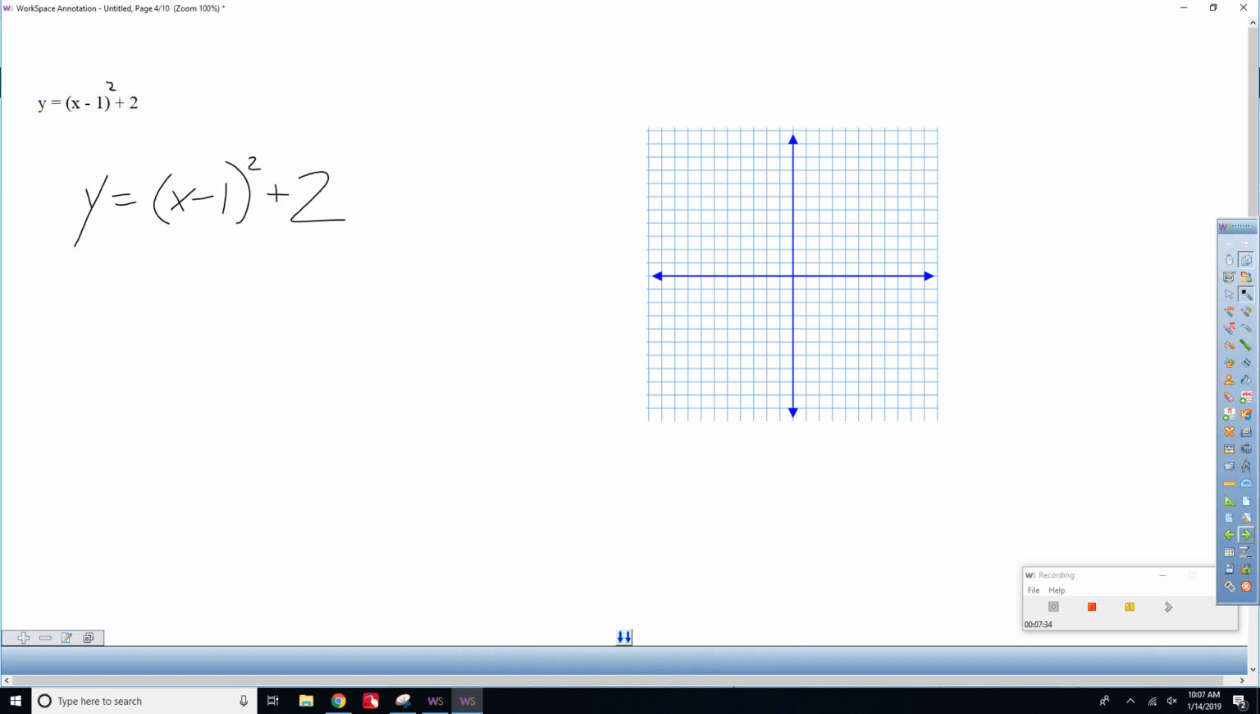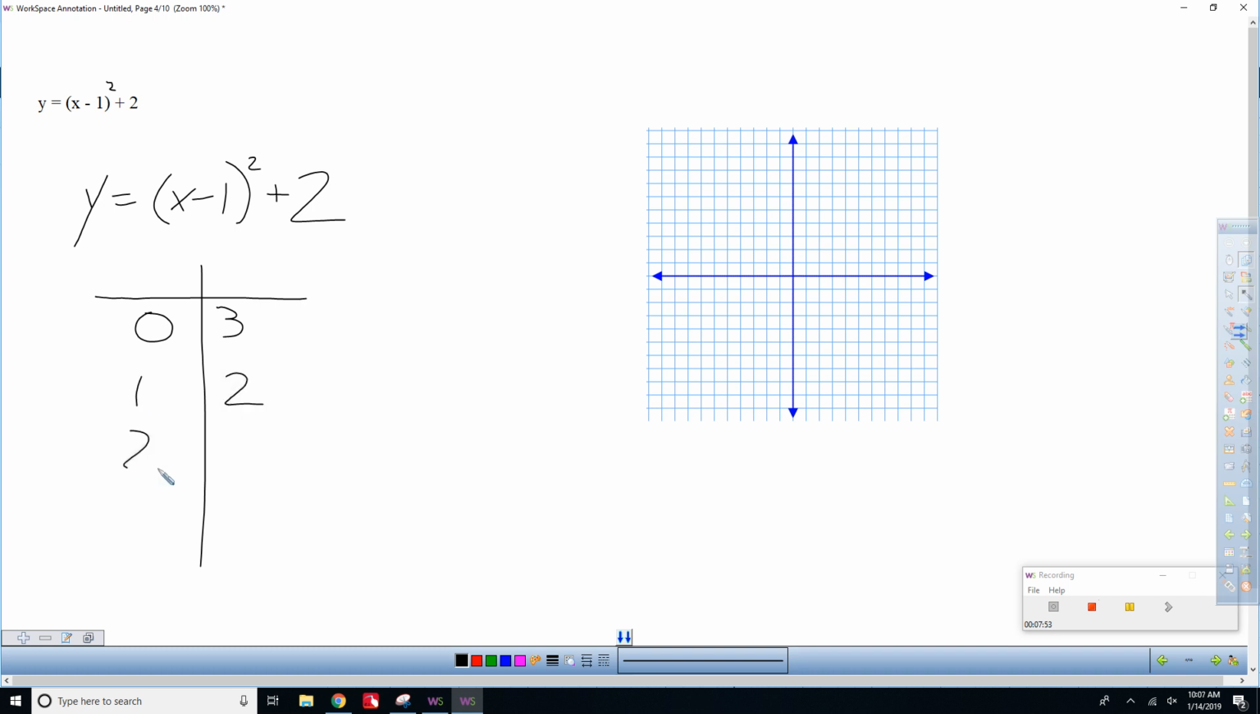Okay, y equals (x minus 1) squared plus 2. Put in a 0. Negative 1 squared is 1. You get a 3. Alright. Put in a 1. You get a 2. Put in a 2. You get a 3. Put in a 4. 4 minus 1 is 2. 2 squared is 4. 4 plus 2. Hold on.